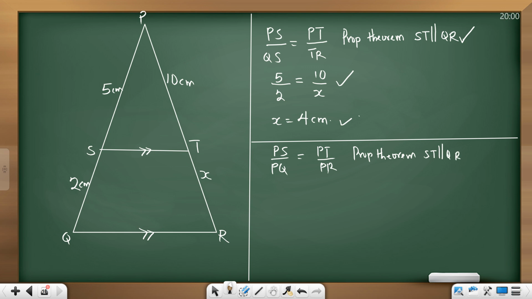What is my PS? 5. What is my PQ? 7. What is my PT? 10. What is my PR? 10 plus X. Let's cross multiply for the sake of people who don't believe. 5 times (10 plus X) equals what? 70. Is that fine? Can we divide both sides by 5? What is 70 divided by 5? 14. What is X?